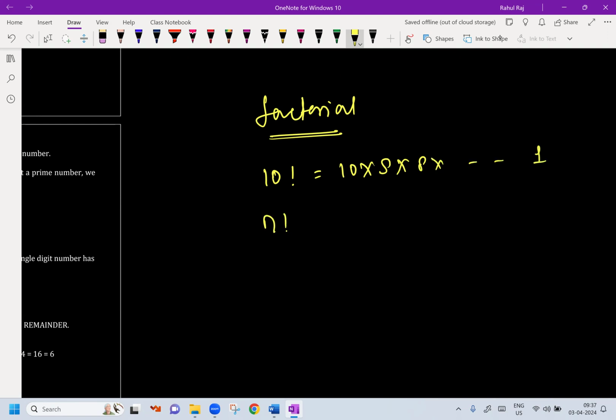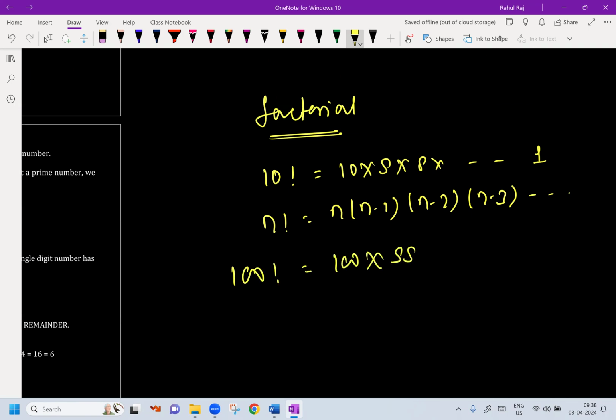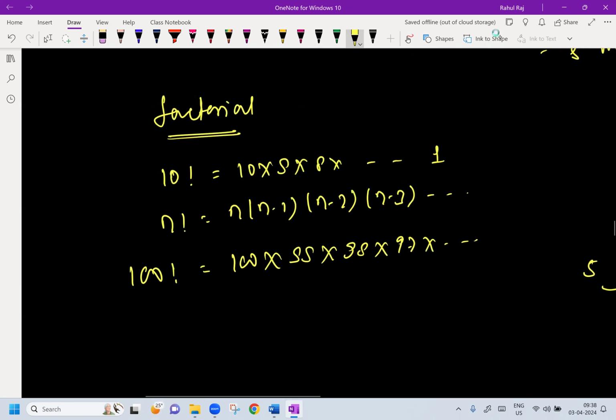So n factorial is nothing but n cross n minus 1, cross n minus 2, cross n minus 3, all the way to 1. So imagine if I put 100 factorial. Now 100 factorial would be 100 cross 99 cross 98 cross 97, all the way to 1. So imagine 100 factorial is such a huge number. If you had so much money, you would be sorted out. Even half of this, even 1/4 of this.